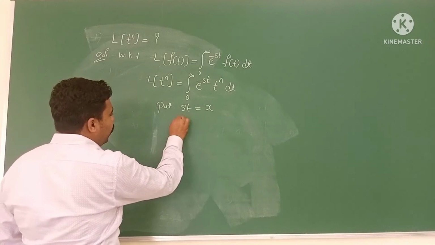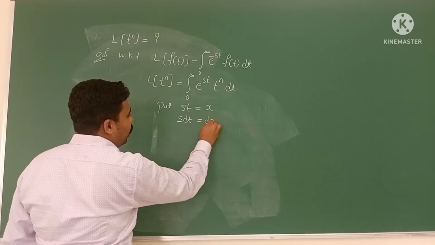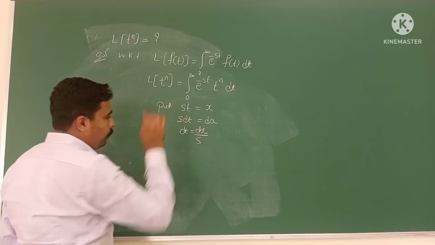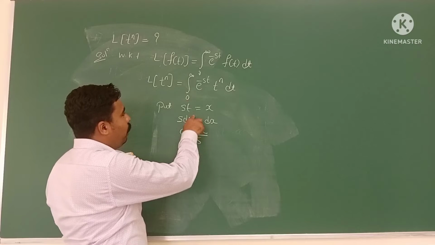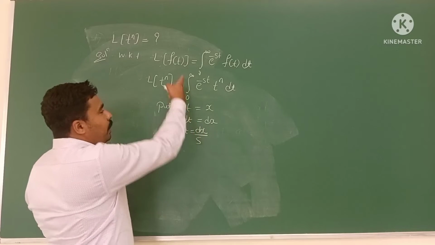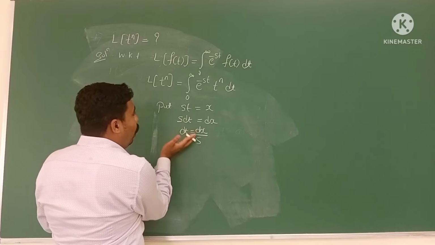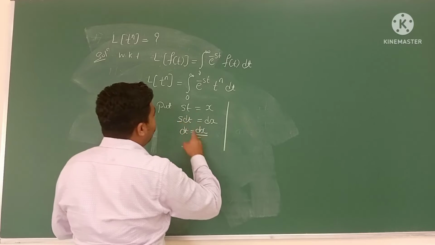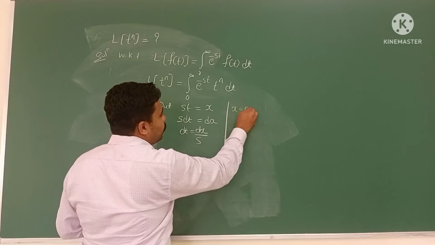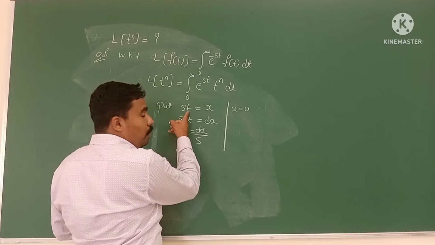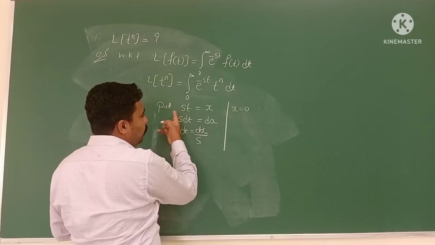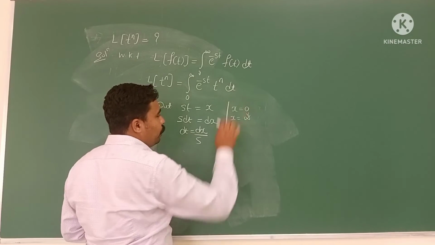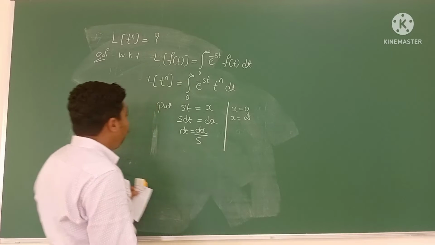What happens now? S into dt equal to dx, or dt equal to dx by s. Whenever we take substitution for a definite integral, we have to check the limits also, because we are converting all these t terms into x terms. That is the reason. So what happens? If I consider t equal to 0, corresponding x is also 0. When we consider t equal to infinity, because the upper limit is infinity, x is also infinity. Therefore, there is no change in the limit, x is also varying from 0 to infinity.